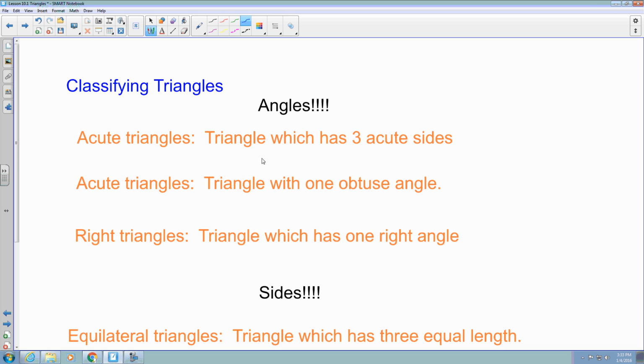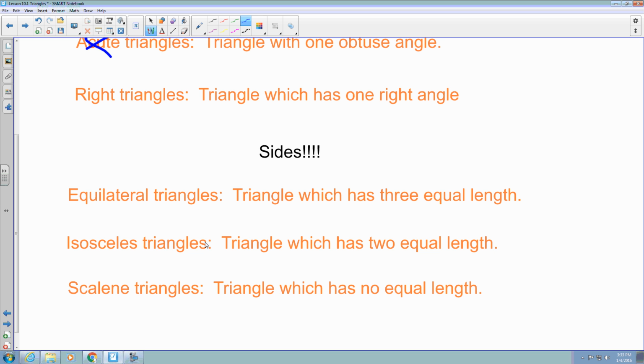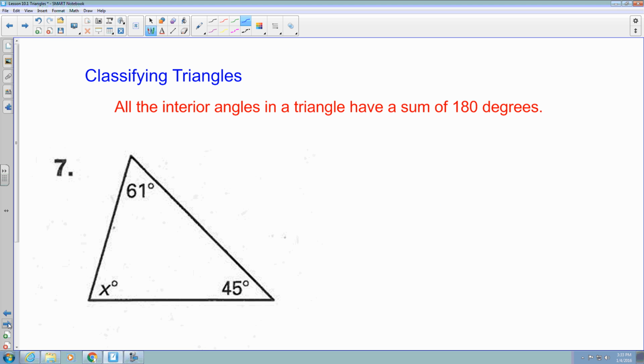Just to reiterate what we talked about, acute triangles are triangles that have three acute angles. I'm sorry, obtuse triangles are triangles with one obtuse angle, and right triangles are triangles that have one right angle. And this is just what we talked about on the previous page. All right, so they're asking us to classify triangles.